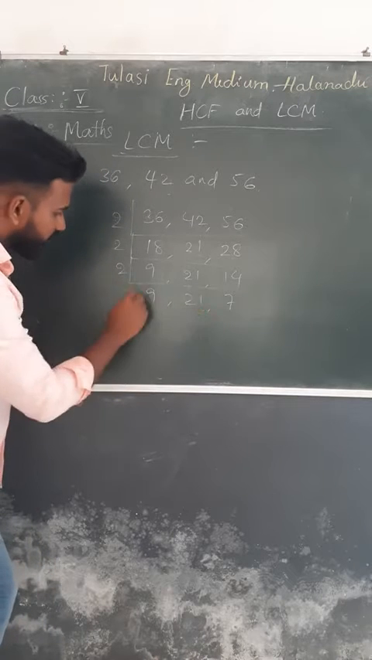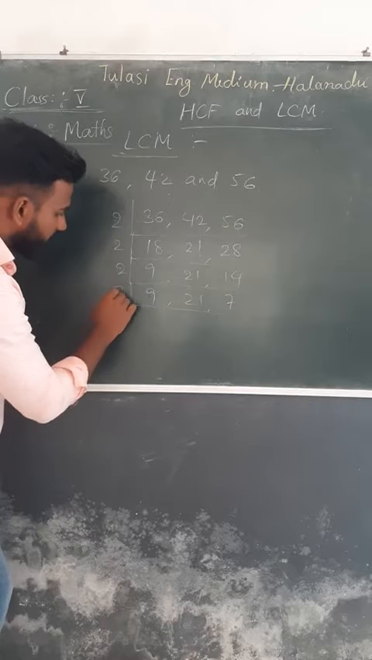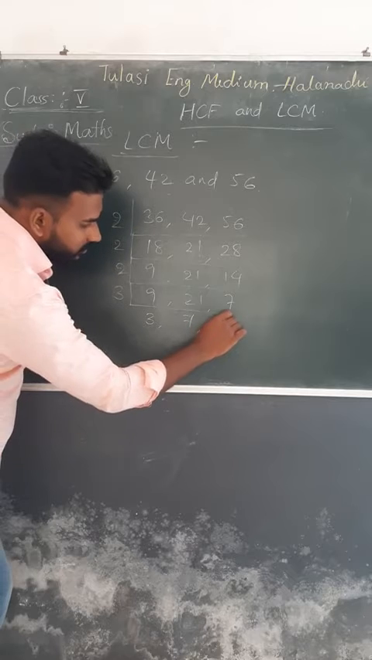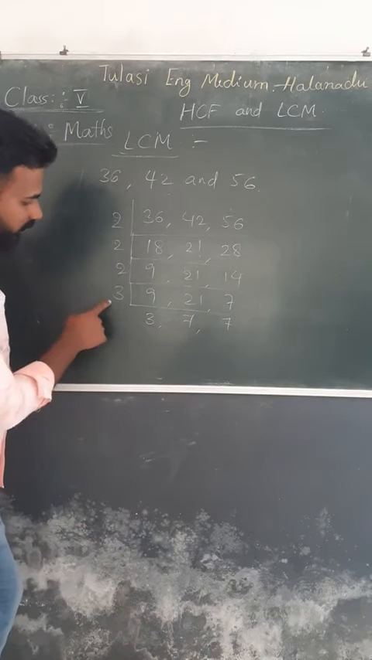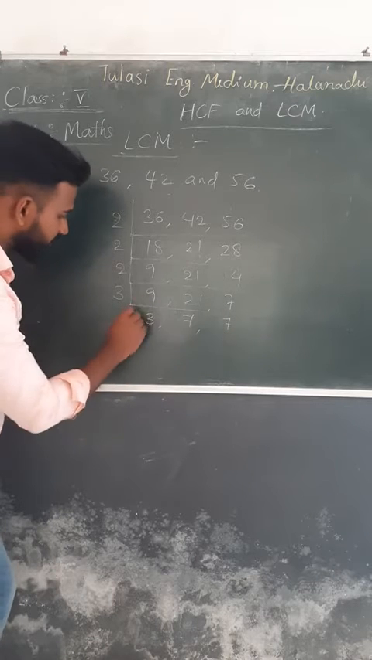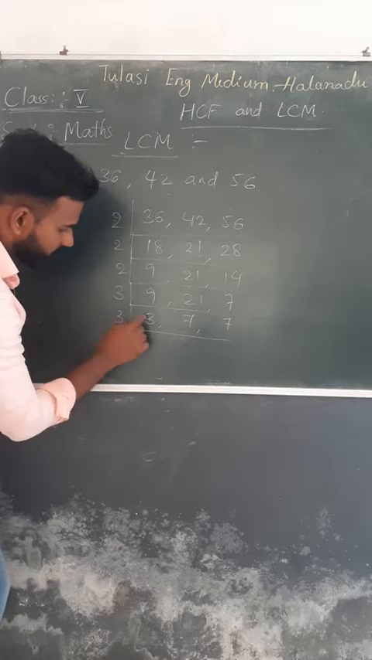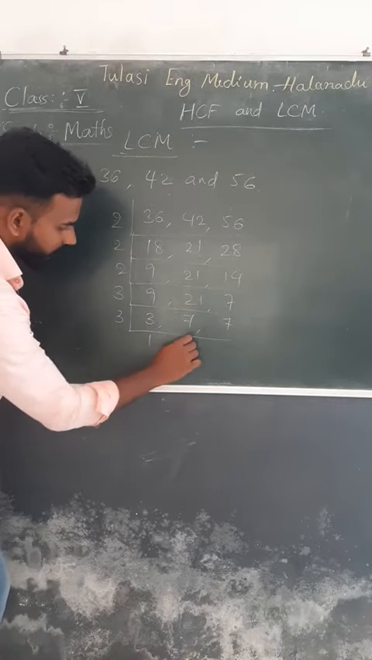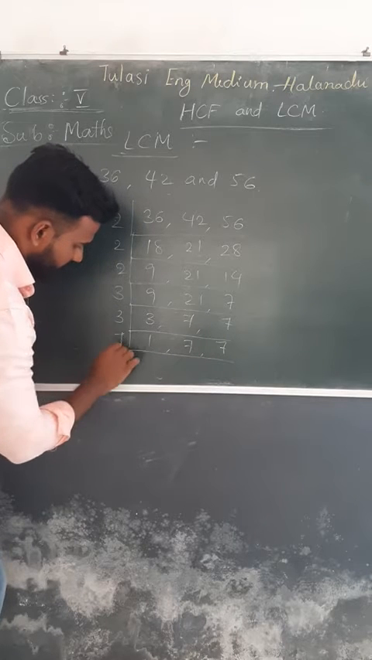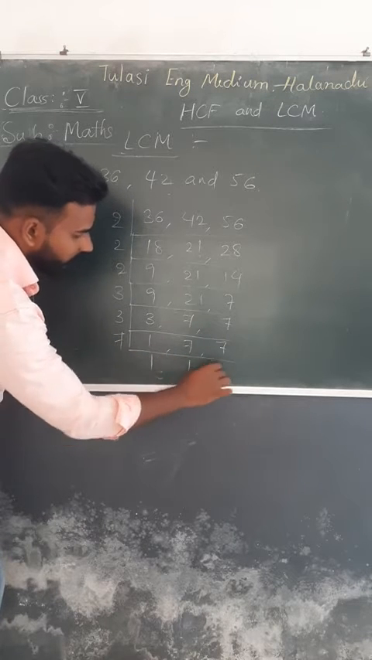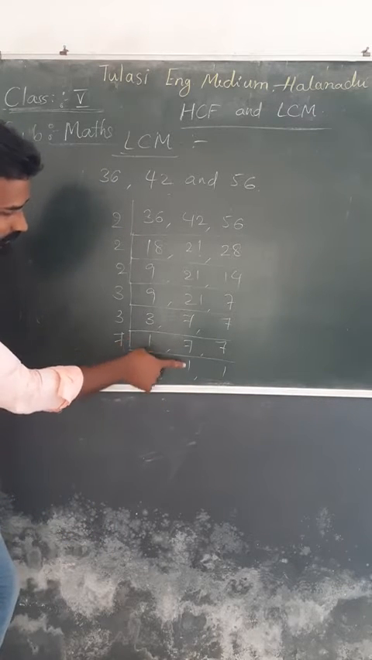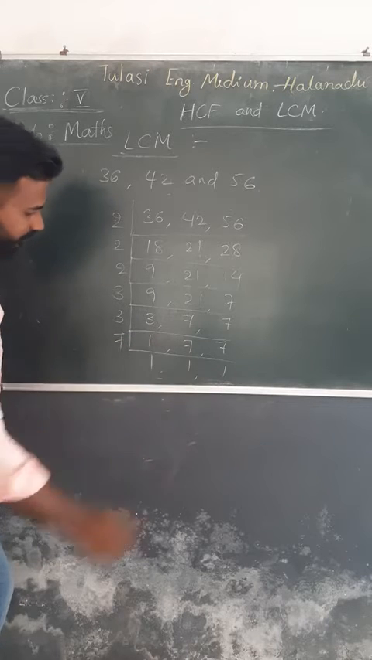9, 21 and 7, factorizing by 3. 3 3s are 9, 3 7s are 21, 7 as it is. Again by 3 because there is 3: 1, 7 as it is. 7 ones, ones.